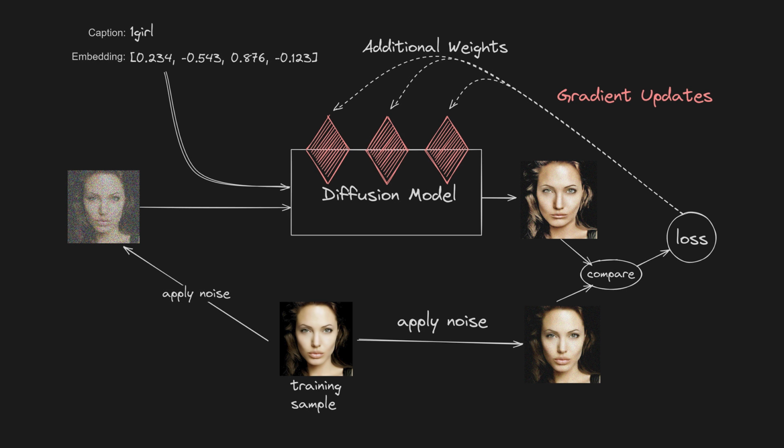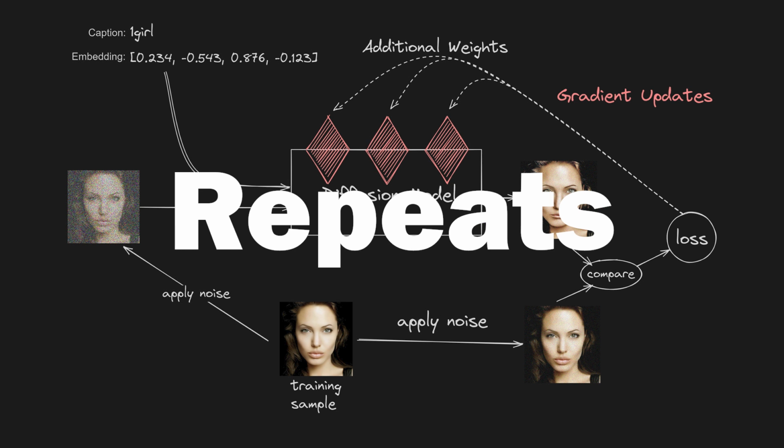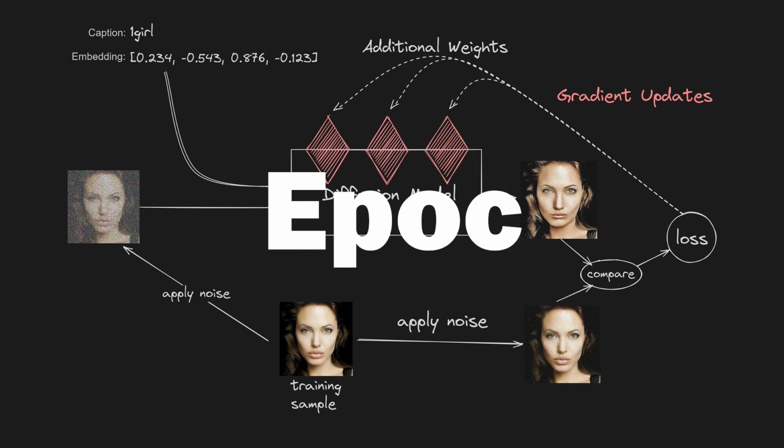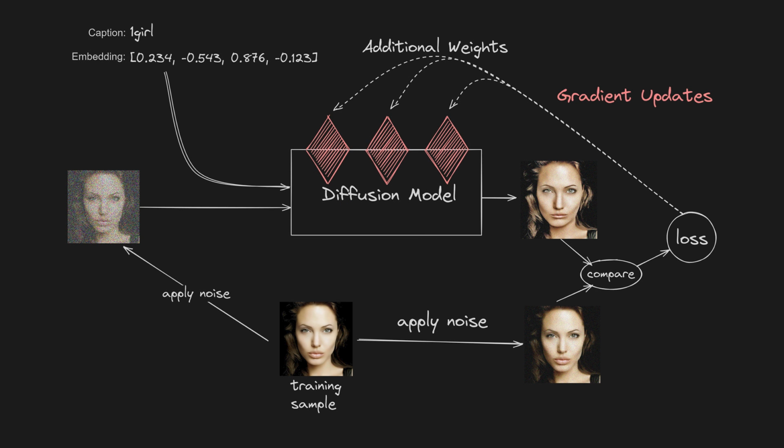But wait, there's more. We don't just train on one photo, we do it many times with the same photo to really hammer it in. This repetition is what we call repeats. After we've gone through a set number of repeats with all our photos, that's considered one epoch, a complete training cycle. And yep, you guessed it, we can do multiple epochs to really refine the model. And this parameter is also present in the Koya trainer.